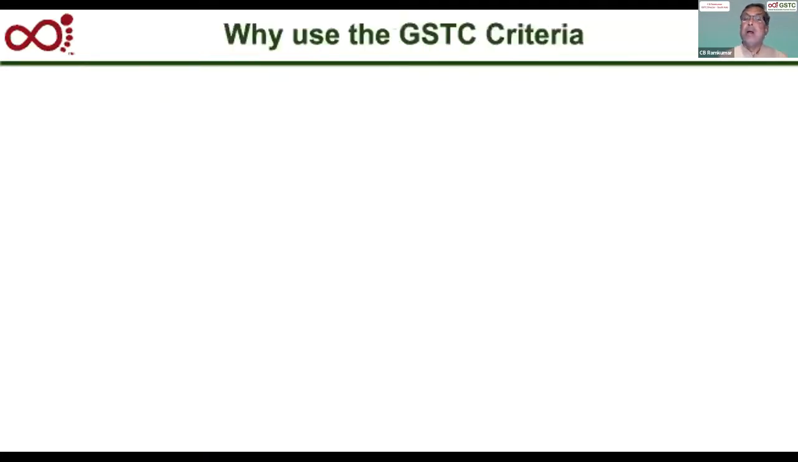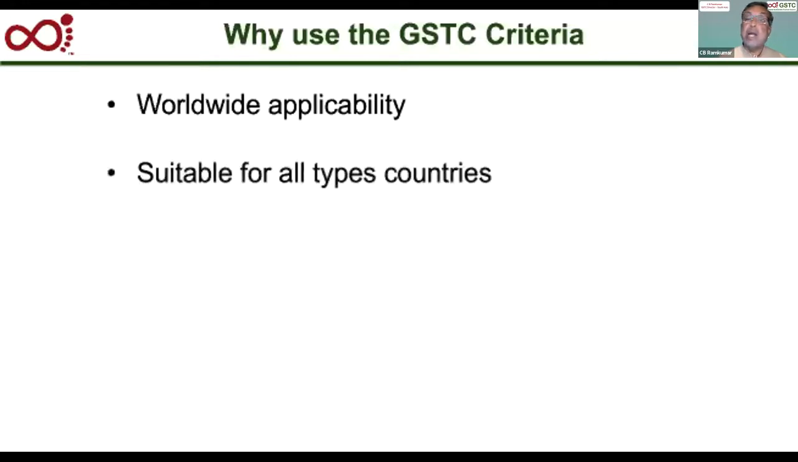Now, why do we have to use the GSTC criteria? The GSTC criteria is applicable worldwide. It's a set of general criteria that anywhere in the world one can follow. It is not country specific, and it has been written in a manner where it is applicable anywhere in the world. So it can be used in Korea, Taiwan, Germany, Chile, Thailand, wherever. It is suitable for all kinds of countries.